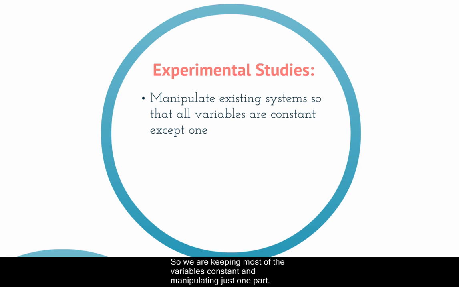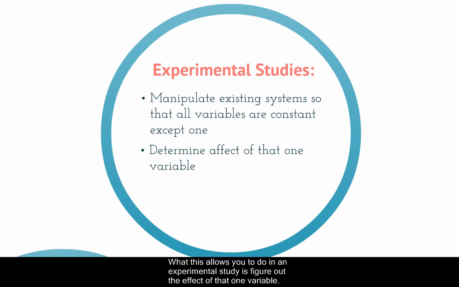So we're keeping most of the variables constant and manipulating just one part. And what this allows you to do in an experimental study is figure out the effect of that one variable. So we know whatever outcome we're seeing on our dependent variable is due to this experimentally manipulated independent variable.